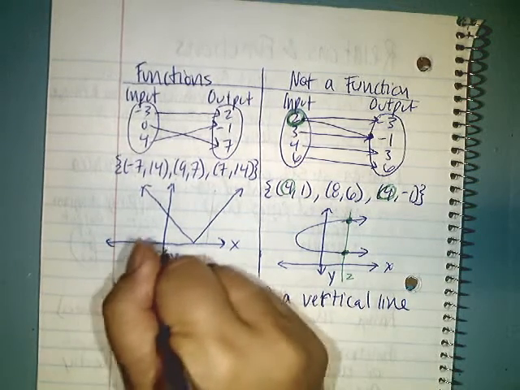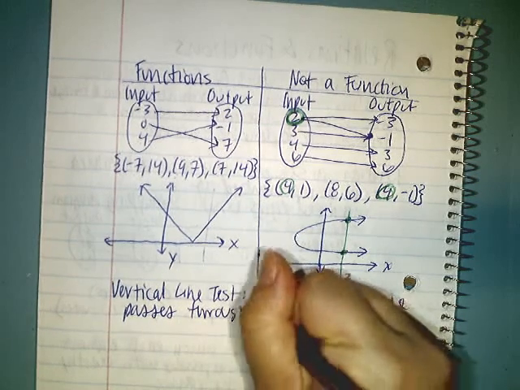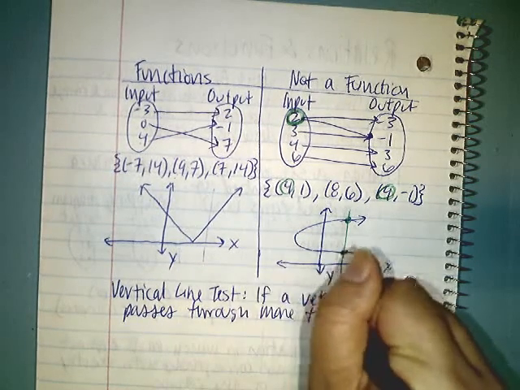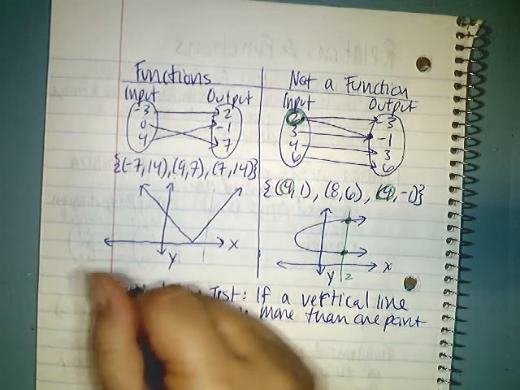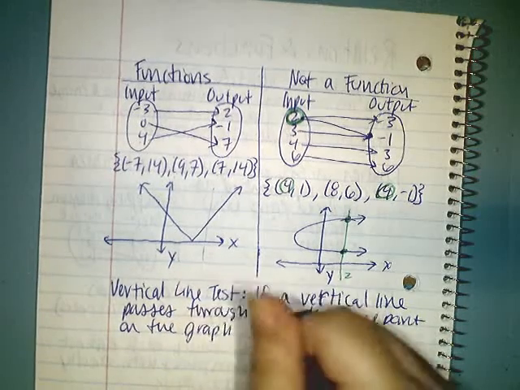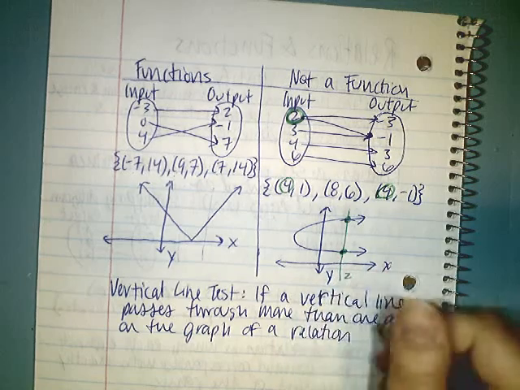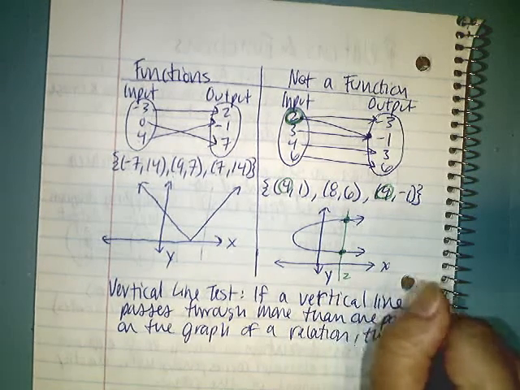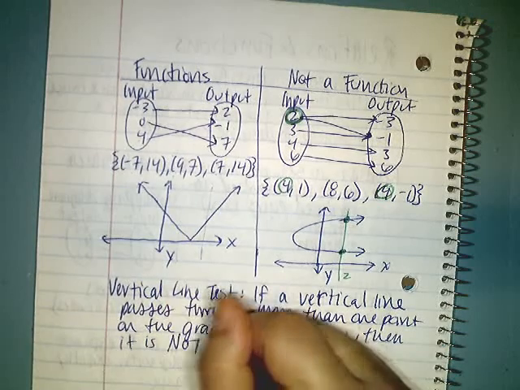So if a vertical line passes through more than one point on the graph of a relation, then it is not a function.